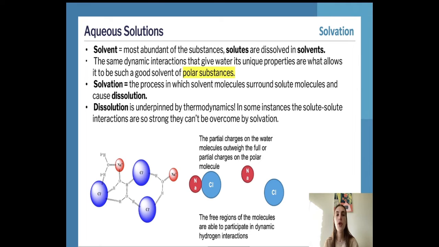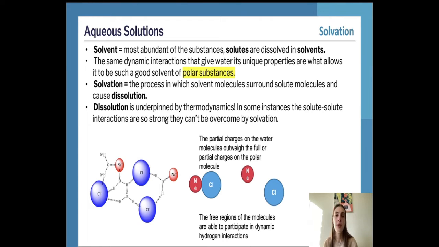So when we consider solvation in an aqueous solution, solvation is the process where we're going to be dissolving something. The solvent is the most abundant of the substances in a solution. And so the solute will be dissolved in the solvent. For example, when we're considering a sodium chloride solution, the NaCl is the solute being dissolved in the water solvent.